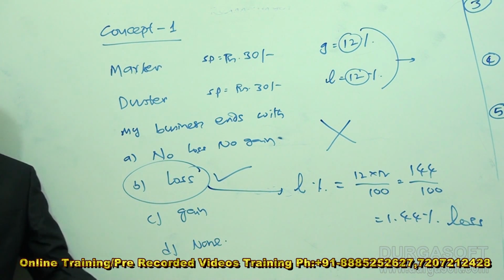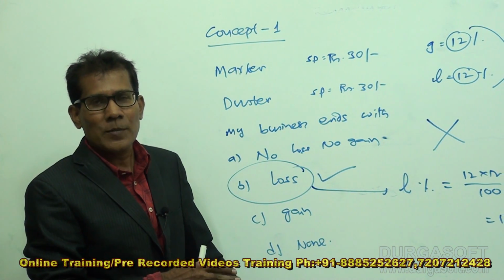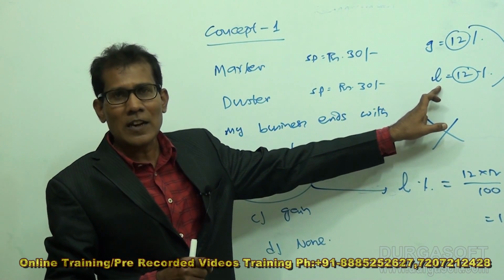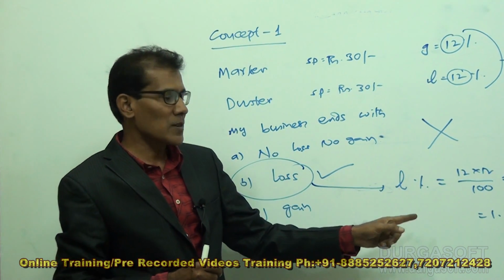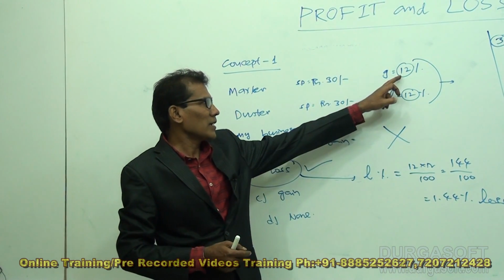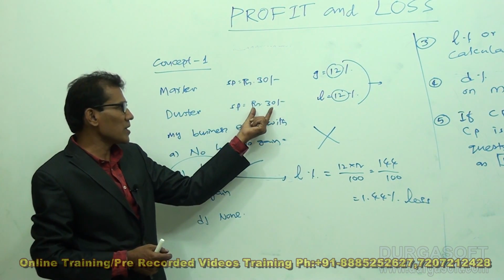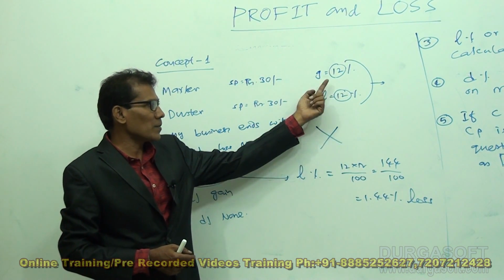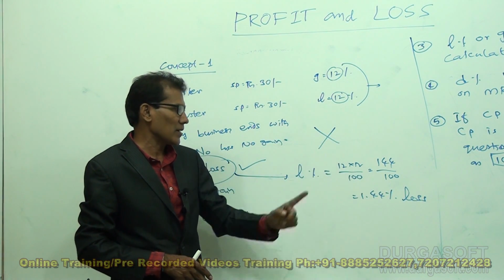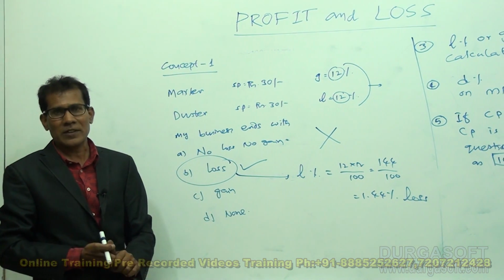So what do you understand? When 2 articles are sold at the same selling price, but the profit percent on one article is exactly equal to the loss percent, the business always ends up with the loss. Then how to calculate the loss percent? This is how we calculate, the gain percent value times the loss percent value. Only when they are the same is this applicable. The selling prices must be same and the loss percent and gain percent must be same. Then only it works. Otherwise it will not. So that is 12 into 12 divided by 100, 144 by 100, 1.44% loss. It is the concept 1, very important concept.